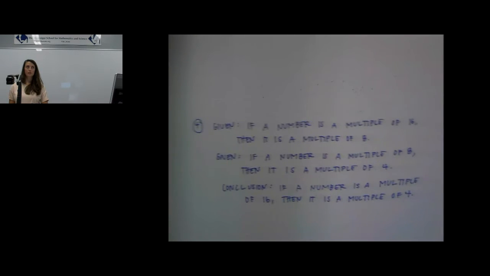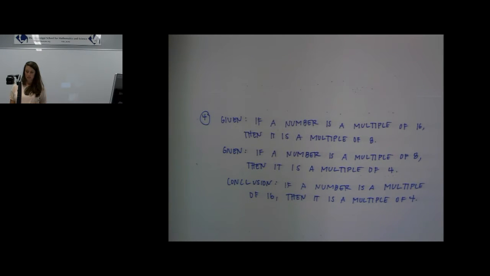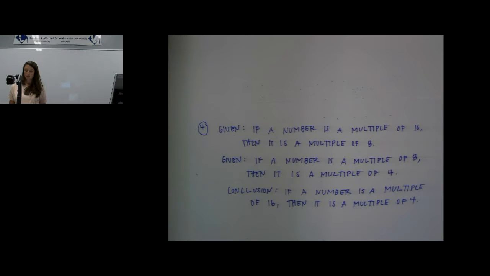Let's do another one here. Given, if a number is a multiple of 16, then it is a multiple of 8. If a number is a multiple of 8, then it is a multiple of 4. Determine if this is a law of detachment, a law of syllogism, or an invalid statement. Take a minute and try to do that one.